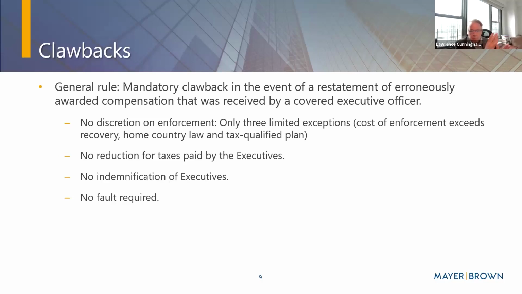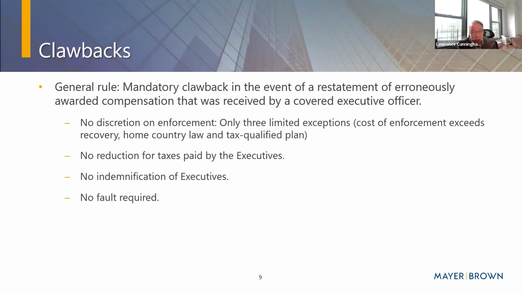And I think what's most notable about this iteration is how strict the trigger is. It's really a no-fault trigger. Also, the larger category of executives that are covered, and also the broad sweep of restatements that trigger the clawback. So the strict general rule mandates clawbacks in the event of a restatement resulting in an erroneously awarded incentive comp to a covered executive. That's the short version of it. There's no discretion in enforcing this policy, just a few narrow exceptions. There's no reductions for taxes the executive might have paid. No indemnification is permitted, and no fault is required. So even innocent reasons are triggers in this.